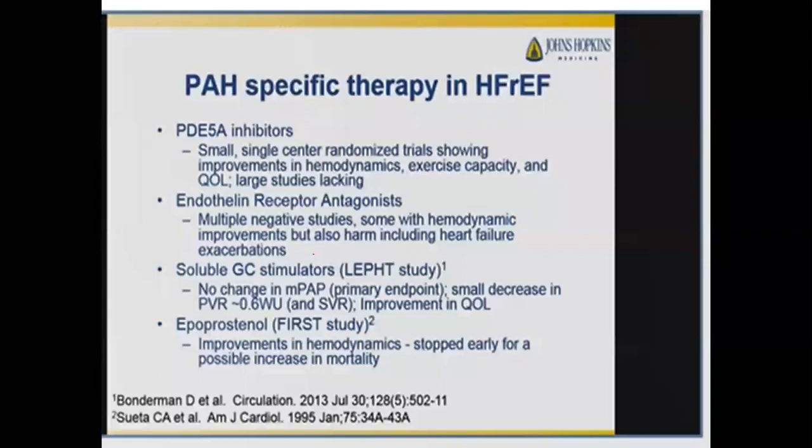So there are some single-centered studies, and the other group of pH-specific treatment are endothelin receptor antagonists. Can be used like bosentan if there is vasoreactivity. And the other is soluble guanylate cyclase stimulator. This is coming into the picture, especially in pH, and has been shown to improve quality of life in pH, not in all RV failure. And prostacyclin agonists can also be used in pH-specific RV failure.